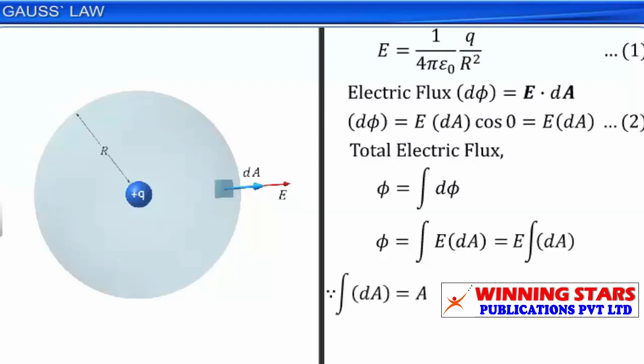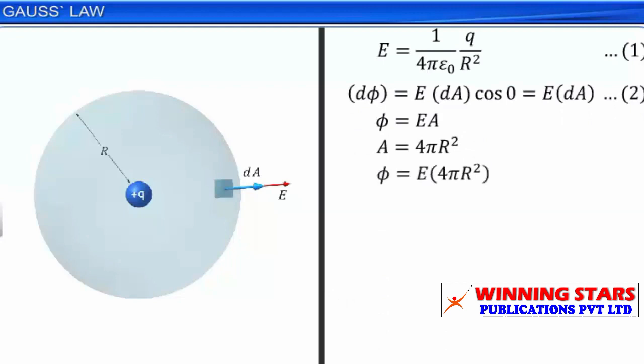We know that for a spherical surface, which is the Gaussian surface in the present discussion, A is equal to 4 pi r square. Therefore, we have phi is equal to E into 4 pi r square. Let this be equation 3.